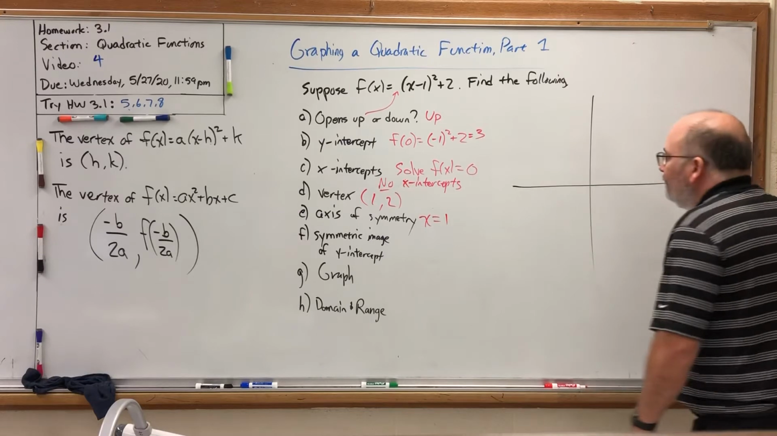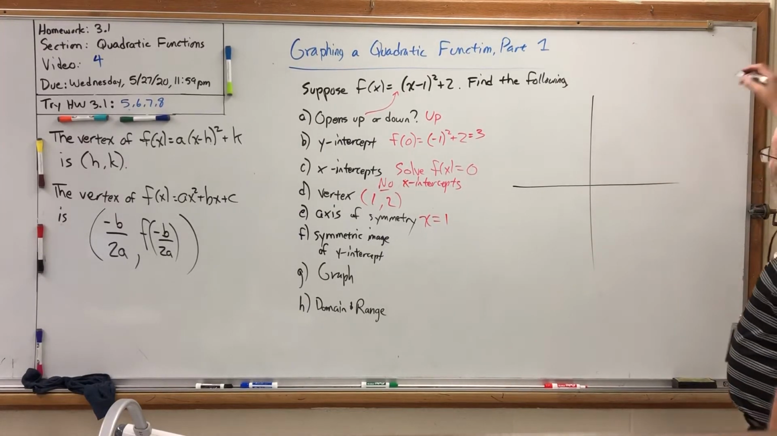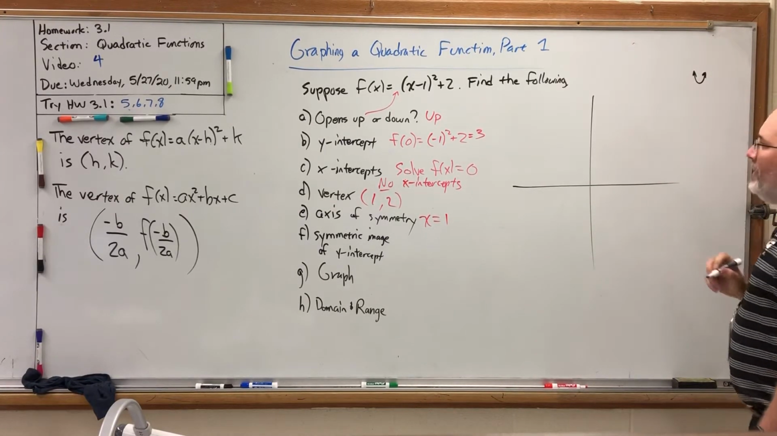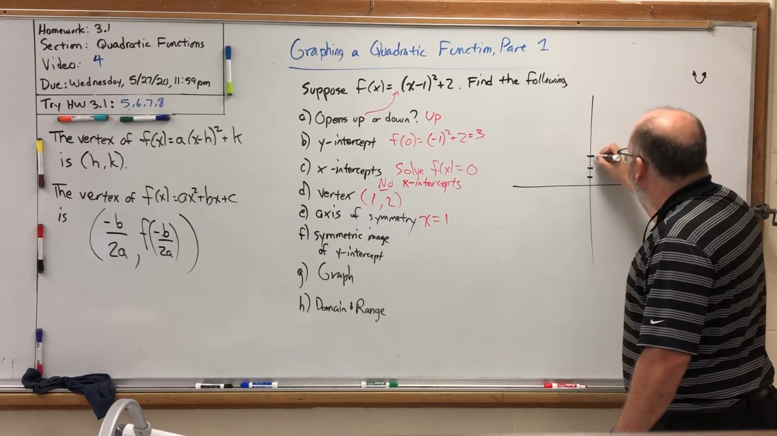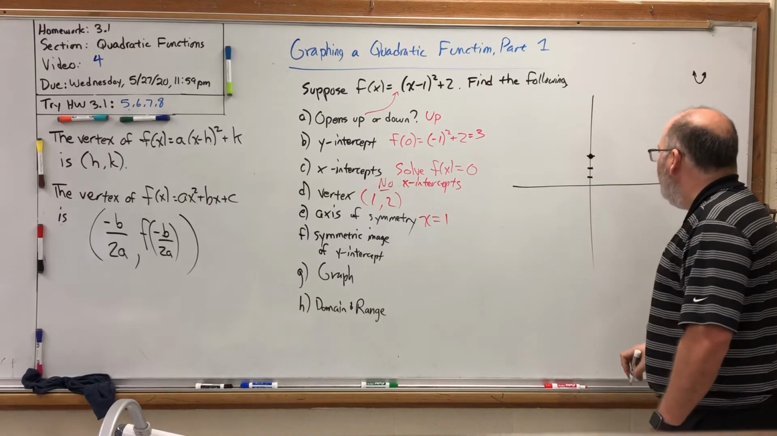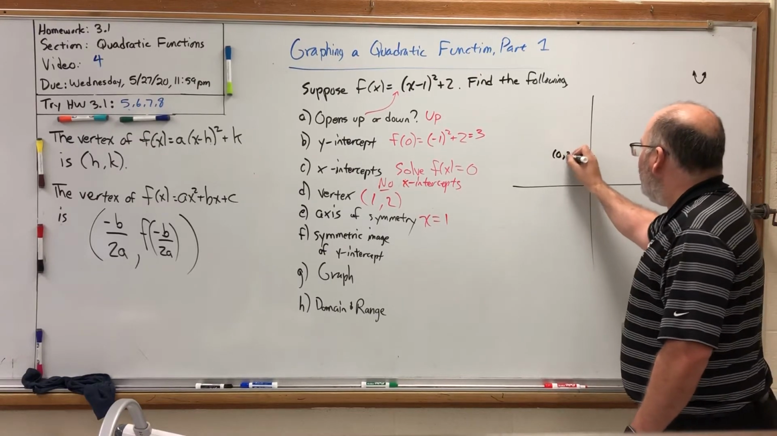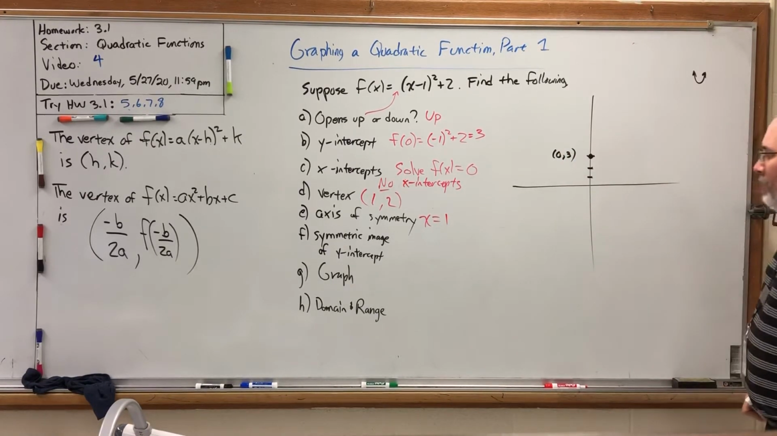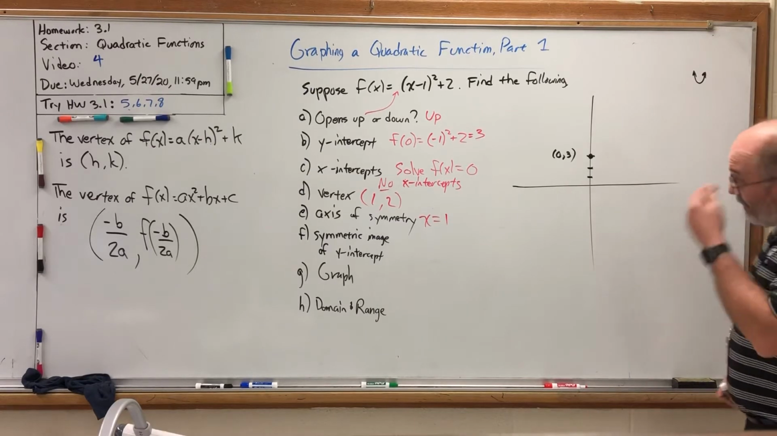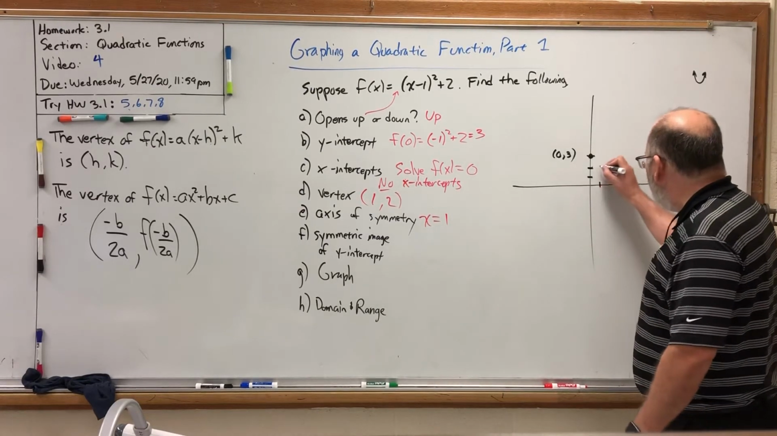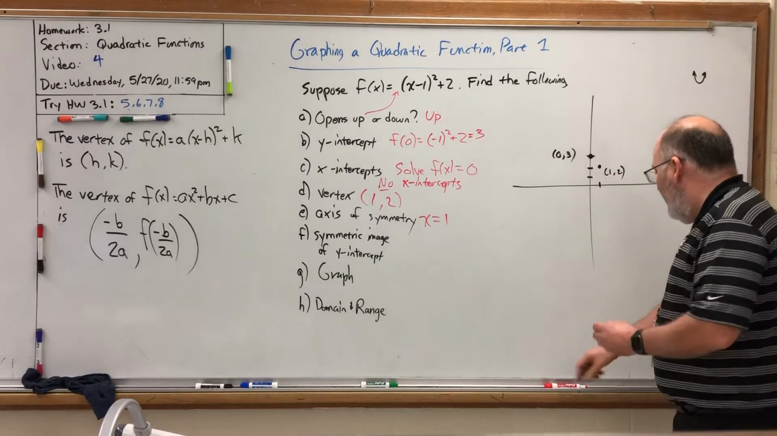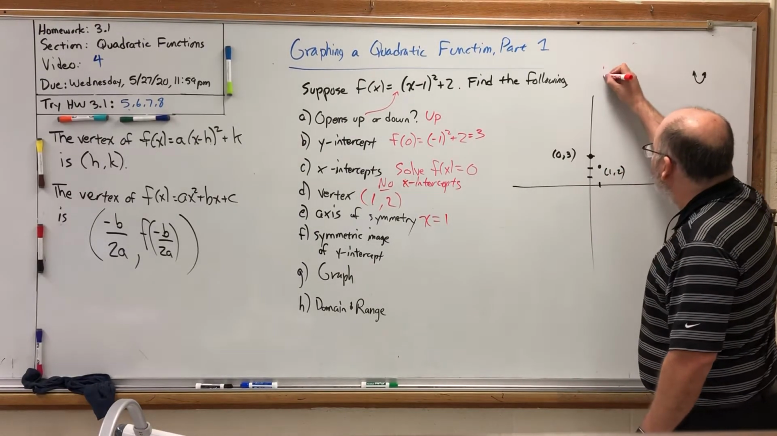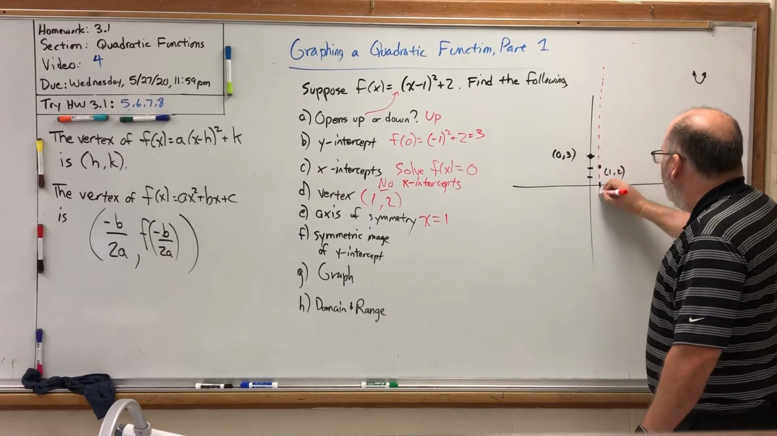So what do we know? We know that the graph opens up, so I'll just draw that as a reminder. We know the y-intercept is at 3, so we'll put it out there. Go ahead and label it 0, 3, because that's its coordinates. We know there are no x-intercepts, and we know the vertex is at 1, 2, which is right here. And we know the axis of symmetry is x equals 1, so it drops straight down through the vertex.